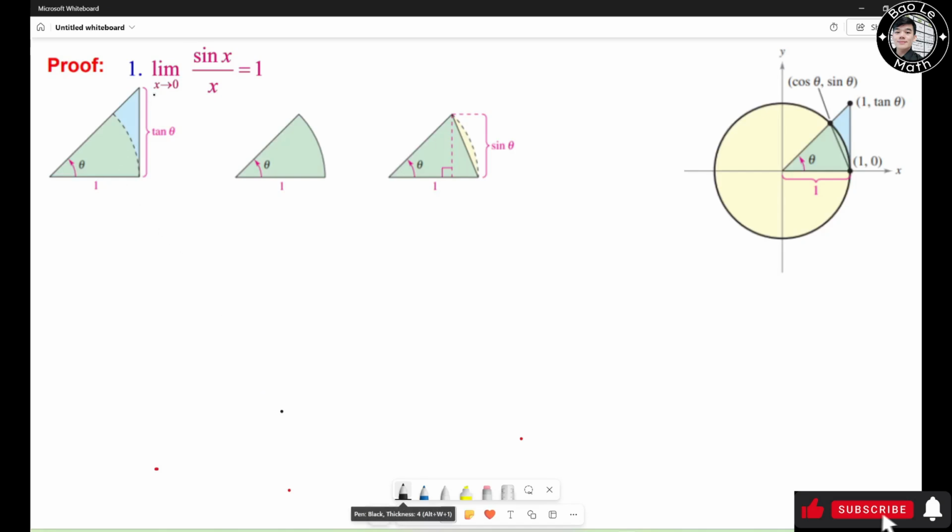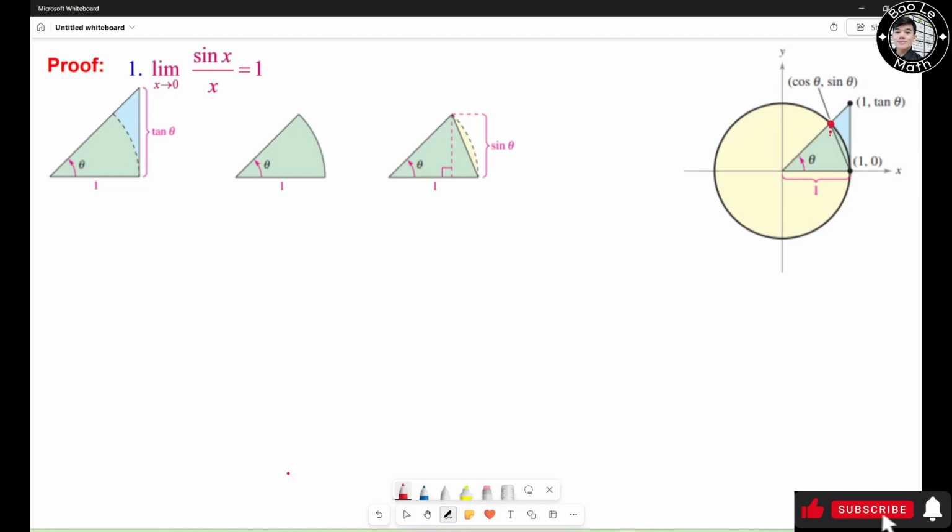Hello everyone, in this video let's learn how to prove the limit of sin s over s as s approaches 0 equals 1. In order to prove this one, I'm going to use the unit circle. The unit circle is a circle with a radius of 1. Now, suppose I have the angle theta in standard position. The terminal ray should be right here.